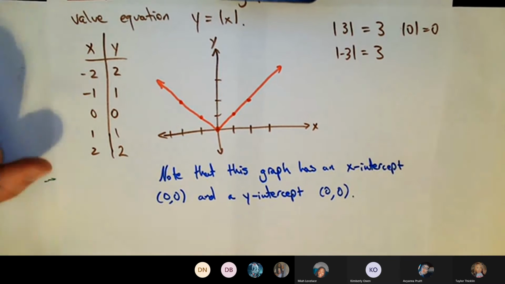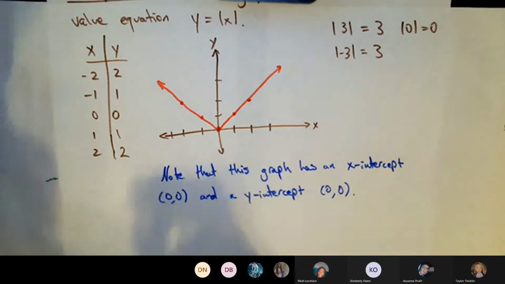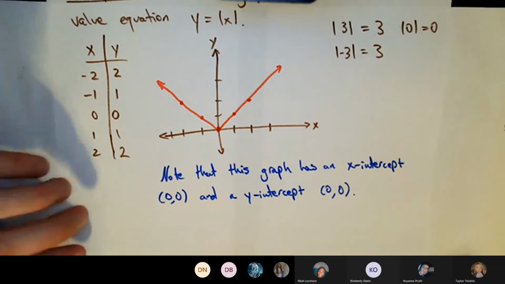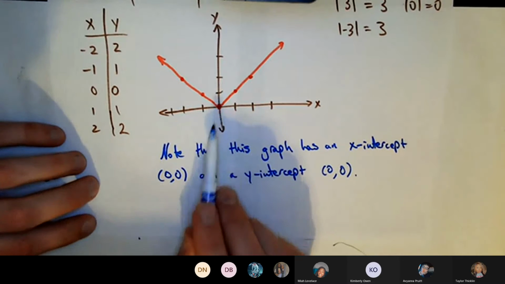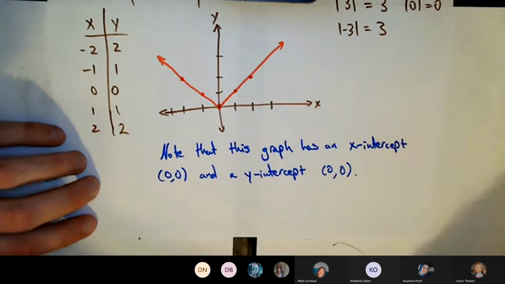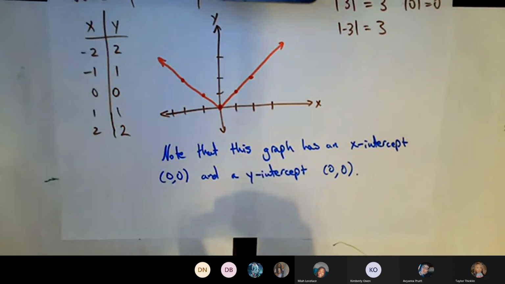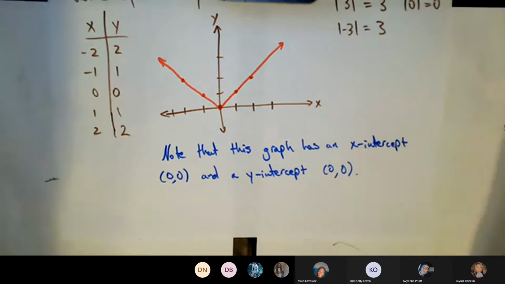So the point is, when a graph goes through the origin, when it hits the origin like this, that 0, 0 is an x-intercept and a y-intercept. Okay, so when a graph goes through the origin, then that point is considered as an x-intercept and a y-intercept.